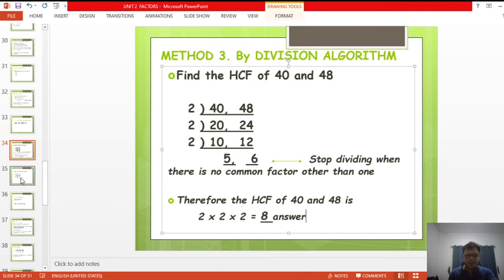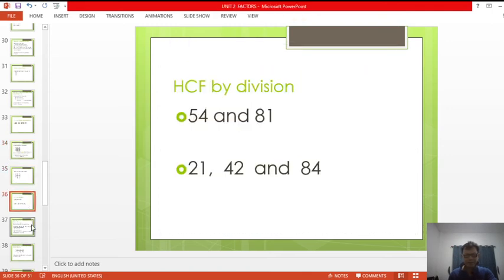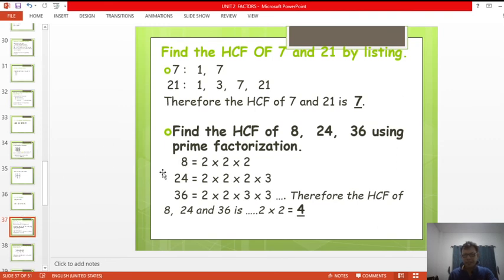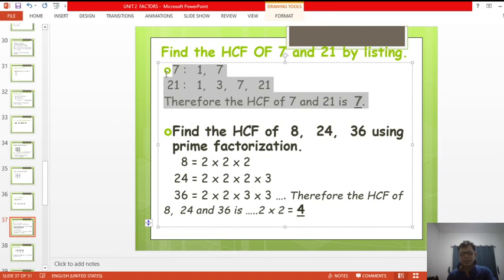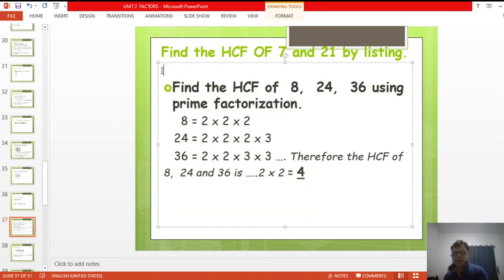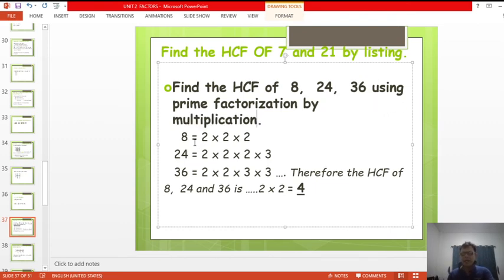Let me see whether I have other examples here. Okay, this one is by listing. For listing, if there are 3 numbers like this example, look at this. Don't think of that, that's very easy. Let's try this one. Find the HCF of 8, 24, and 36 using prime factorization by multiplication. Simply write 8, 24, and 36. Then you do the method.